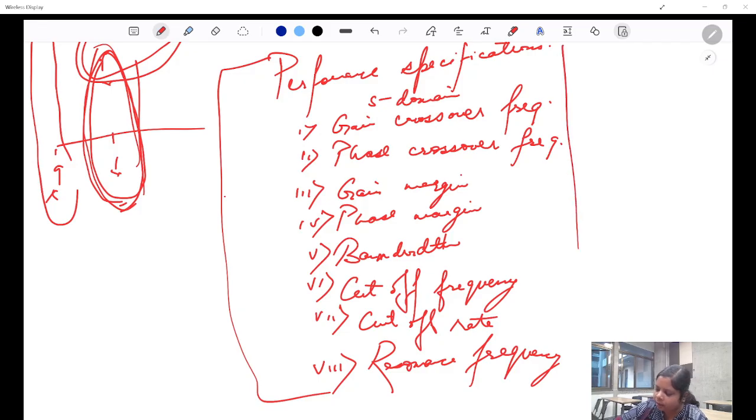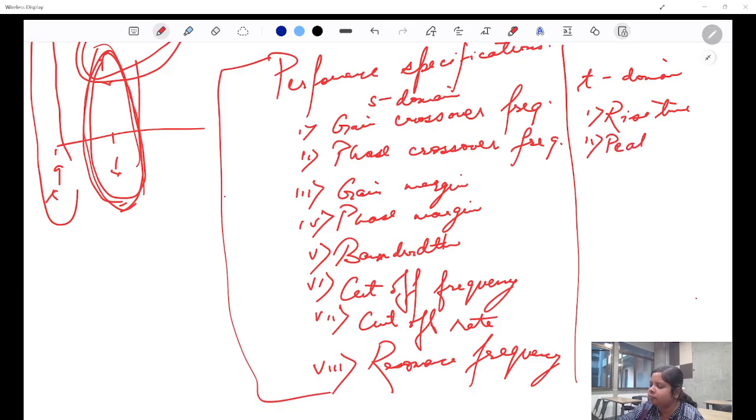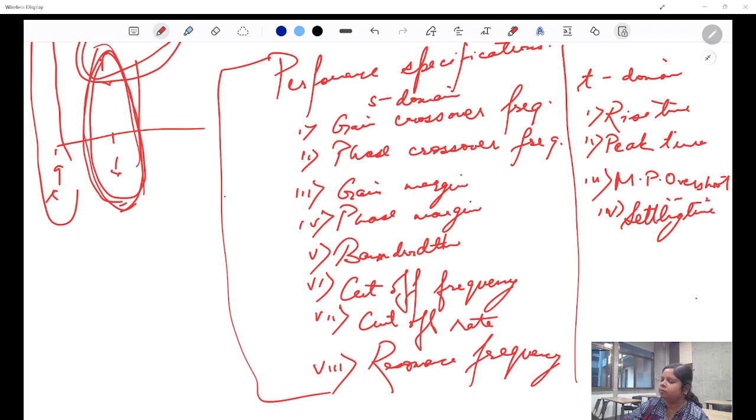What about the time domain? We have rise time, peak time, maximum peak overshoot, settling time, right? So these are the performance specifications in the time domain.